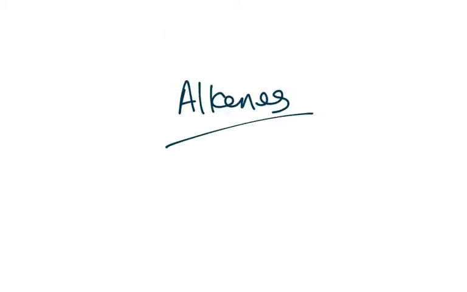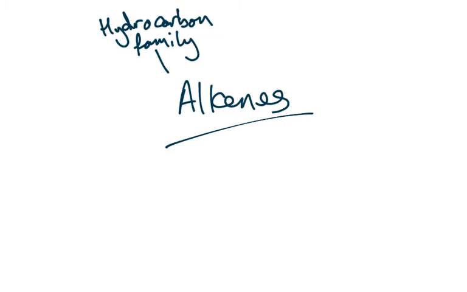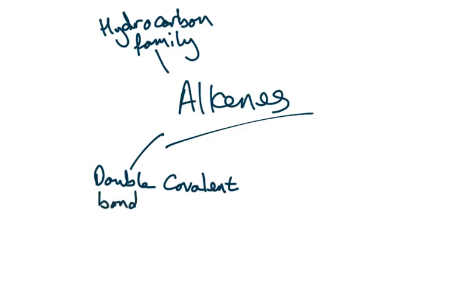Okay, so in summary, alkenes, they are another hydrocarbon family, and this is again an example of a homologous series. Our alkenes, they contain double covalent bonds between at least 1 pair of carbons. But what's really important is that we're not looking at double bonds between all of the carbons, otherwise we wouldn't have double the number of hydrogens. So it's double covalent bonds somewhere in the molecule.